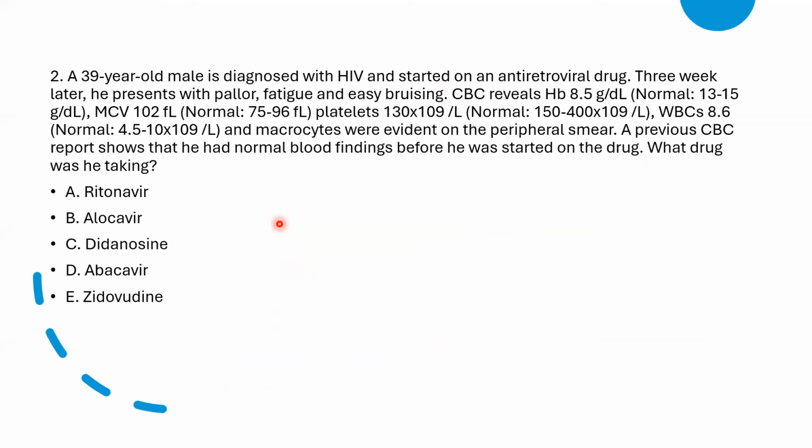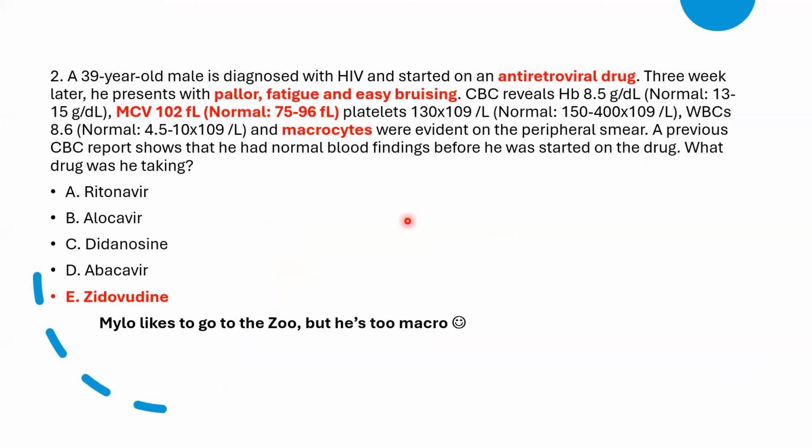Next, pause. Okay, same thing here. After being on an antiretroviral drug, he presented with pallor, fatigue, MCV over 100, macrocytes. So here we're seeing macrocytosis, right? So Milo likes to go to the zoo, but he's too macro. So remember, this is for zidovudine. So zidovudine leads to myelosuppression and macrocytosis.